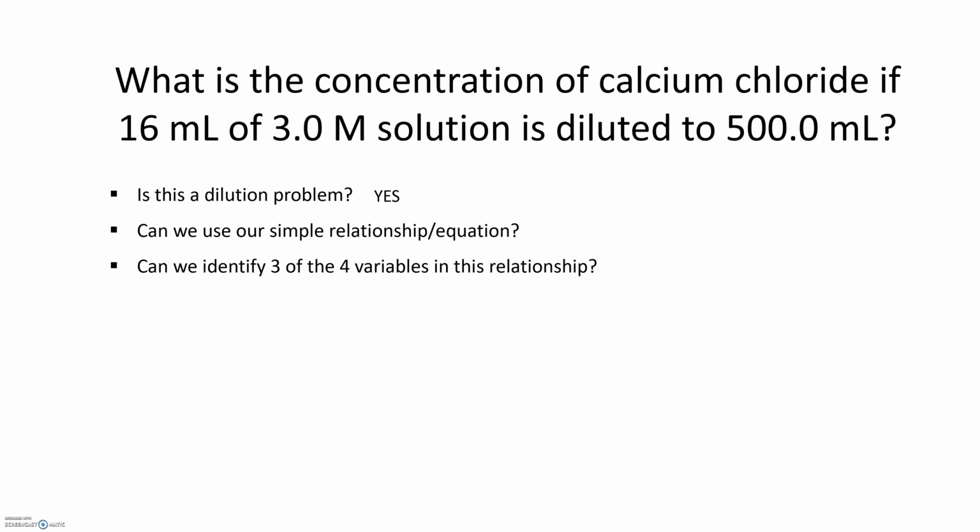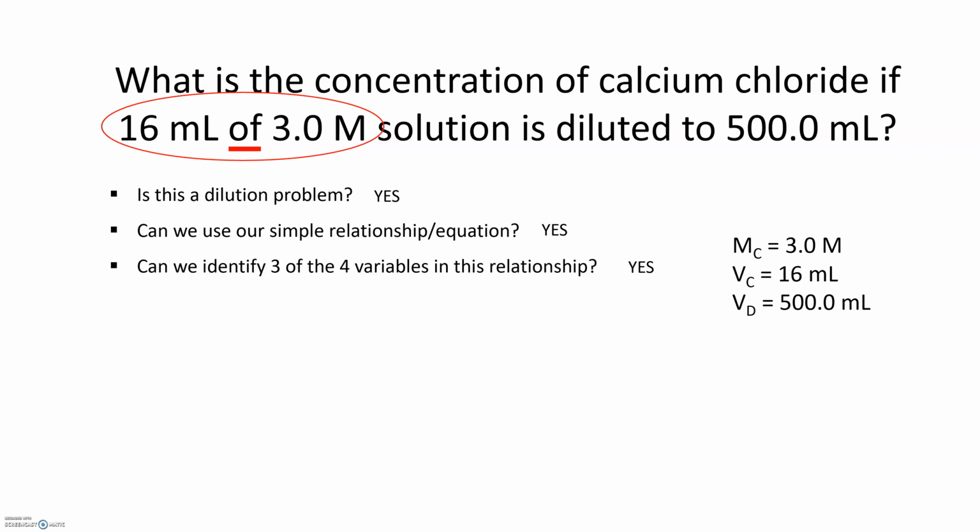So yes, it is a dilution problem. This problem sounds a lot like the one we just did. It has the word diluted in it, so of course we can use our simple relationship. And can we identify 3 of the 4 variables in this relationship? Again, yes. It's got that magic word of in there, so we know that 16 milliliters goes with 3 molar. And that solution is diluted. So that's the solution that's going to be diluted. It's the one that's concentrated already. And it's diluted to 500.0 milliliters. So again, we can summarize all that information before we get started, just to make sure that we have it all.